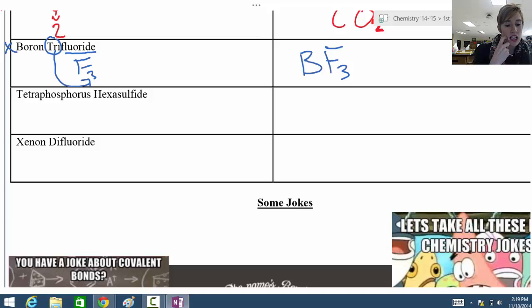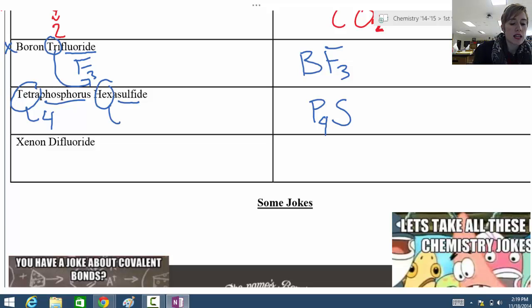Now let's move on to tetraphosphorus hexasulfide. I see that my 2 elements are phosphorus and sulfur, so I write P and S. The tetra in front of phosphorus stands for 4 phosphorus atoms, so I write a little 4 here. The hexa in front of sulfur stands for 6. Remember, 6 has an X in it, and so does hexa. So I write P4S6.